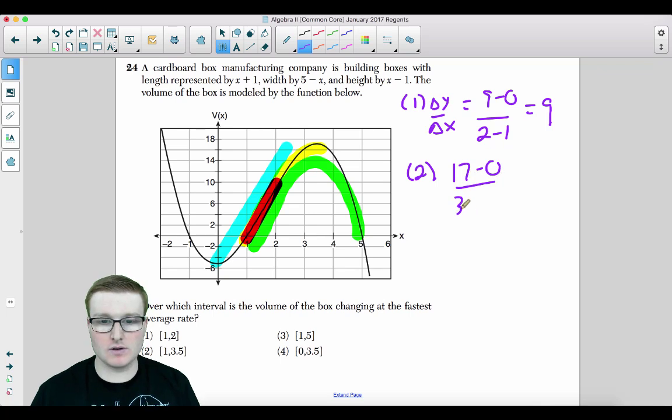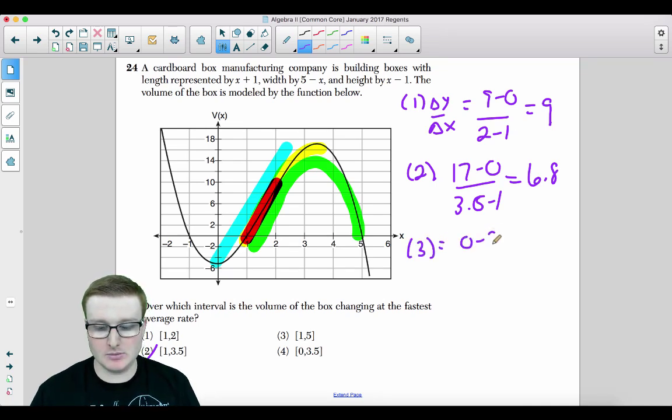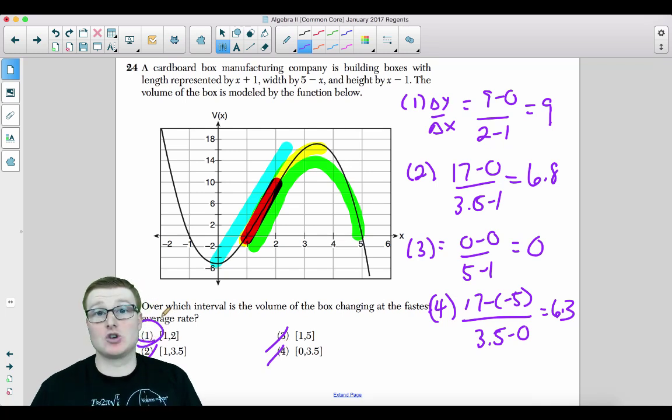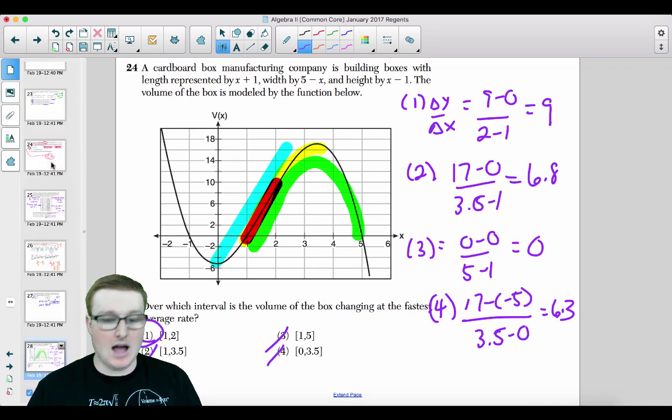Number 2, change in y over change in x. 17 minus 0 over 3.5 minus 1. Your answer is 6.8. That knocks out choice 2. Number 3 shows 0 minus 0 over 5 minus 1. Your answer is 0. Knocks out choice 3. Choice 4 is showing 17 minus negative 5 all over 3.5 minus 0. Your answer is 6.3. So therefore, your answer is choice 1. That is growing at the fastest rate. I hope that this helped you.